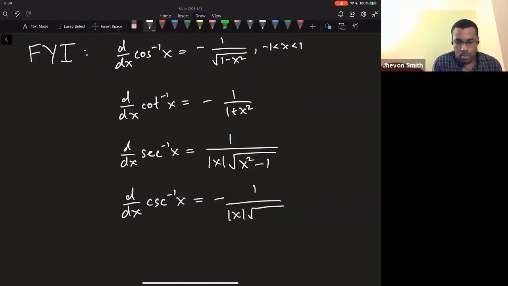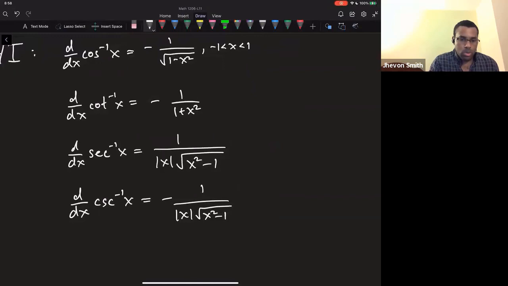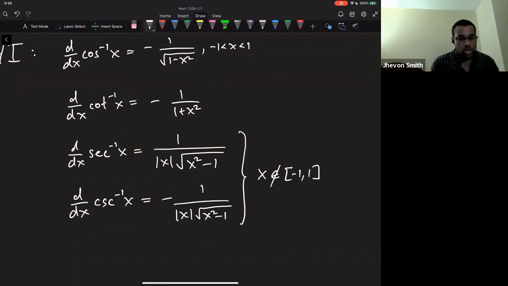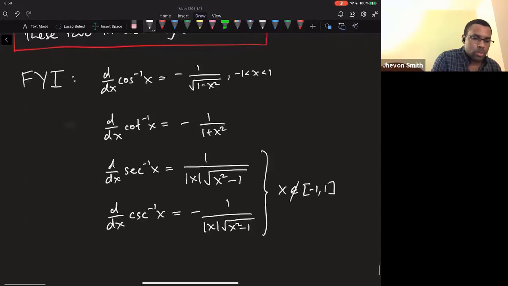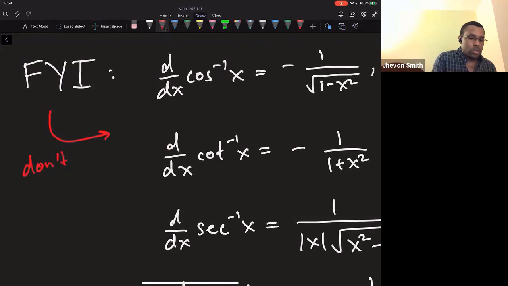And for these two, it works outside of the range that I just mentioned. Where are we? x is not in minus 1 to 1, because otherwise you have a negative under the square root. Don't need to know these. Don't need to memorize.